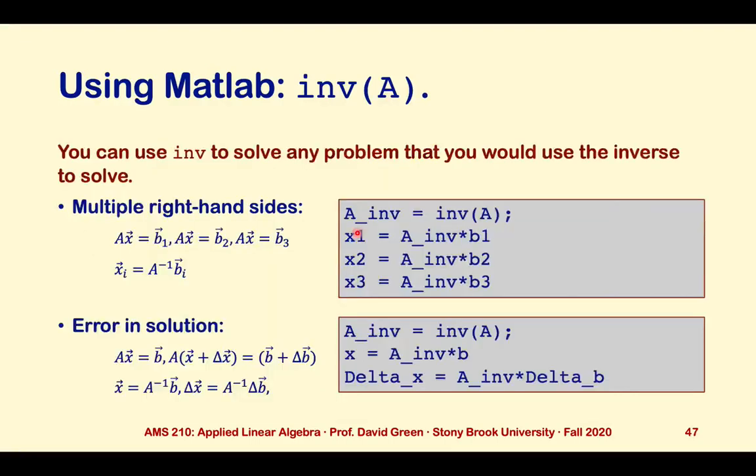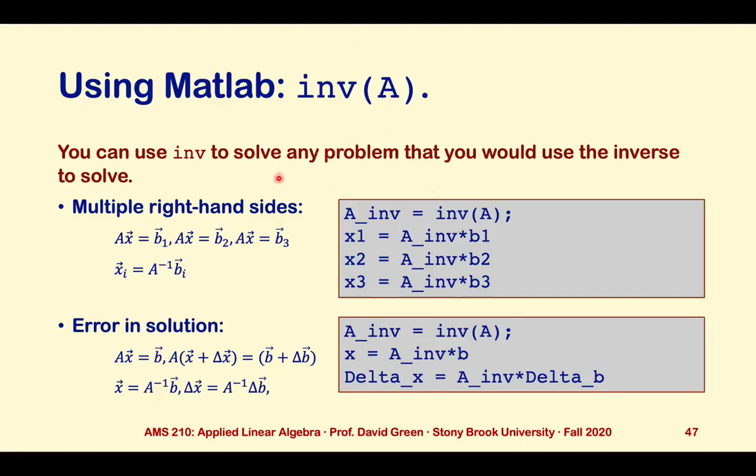Now, when you do have an inverse, it just returns the inverse cleanly and you can use it. And we can use this inverse to solve any problem just the same way that you would if you were computing it by hand. We can use the inverse to solve problems with multiple right-hand sides. If I have AX equals B1, B2, and B3, the solutions to each of these can be found by multiplying the inverse by the appropriate right-hand side.